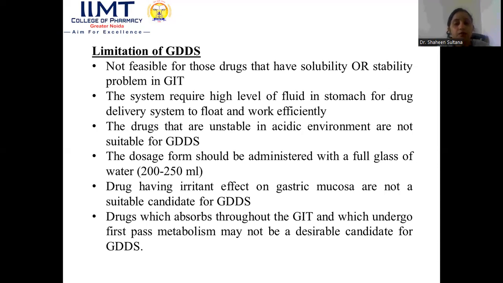Drugs that are unstable in the gastric environment are not suitable for gastroretentive drug delivery system because they can degrade in the acidic environment. The dosage form should be administered with a full glass of water if your dosage form is a floating based drug delivery system. Drugs which have an irritant effect on the gastric mucosa cannot be delivered as a gastroretentive drug delivery system. Drugs which are absorbed throughout the GIT tract and which undergo first pass metabolism are not desirable candidates for the gastroretentive drug delivery system.